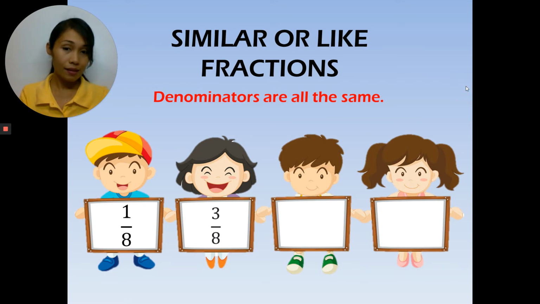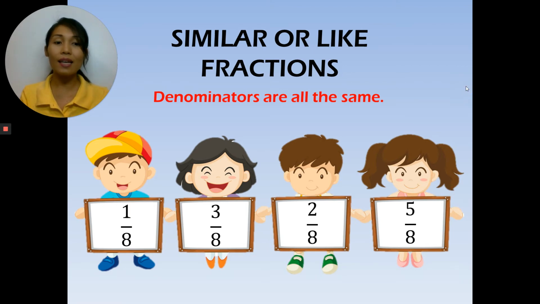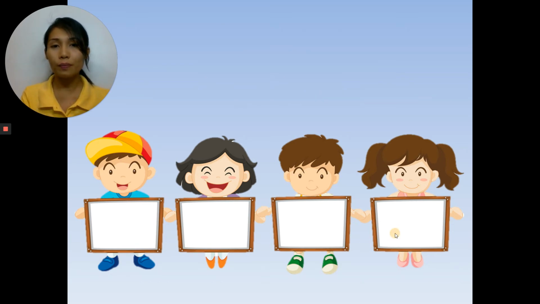Take a look at the samples over here. 1/8, 3/8, 2/8, and 5/8. Have you noticed all the denominators are 8? So when all the denominators are the same, we call them similar or like fractions. Don't forget that, similar, when the denominators are all equal.